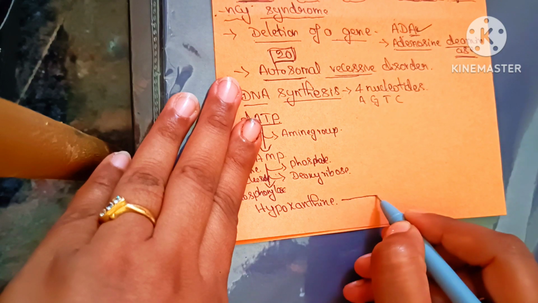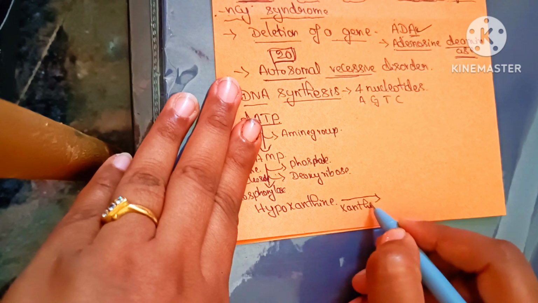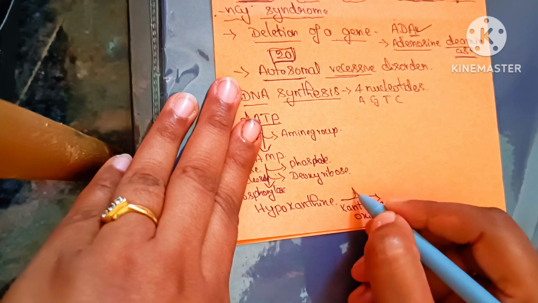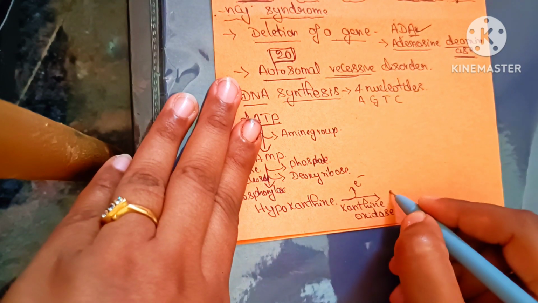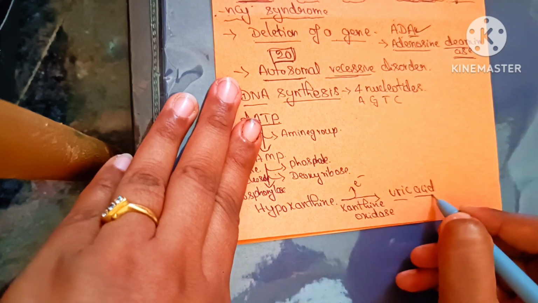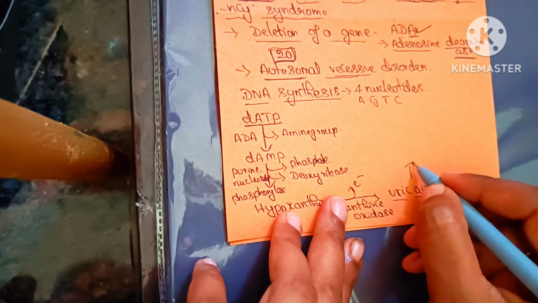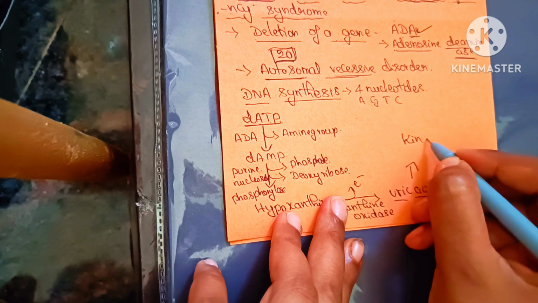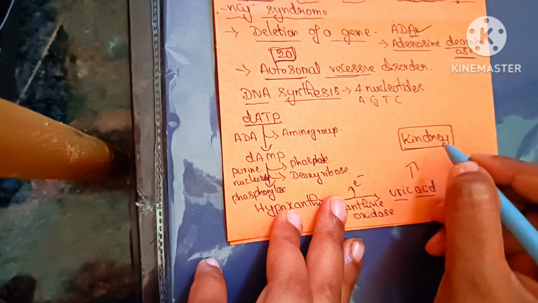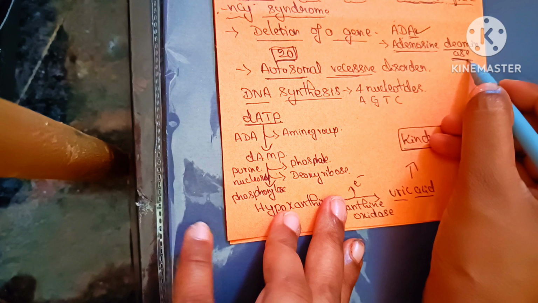Hypoxanthine, in the presence of an enzyme xanthine oxidase, undergoes oxidation, the electrons are removed, and it is converted into uric acid. As we know, uric acid is a waste. This uric acid is removed through the kidney. So now we have understood what adenosine deaminase is required for.